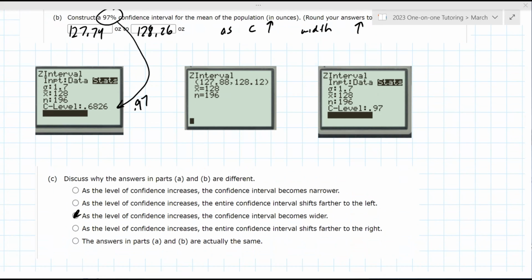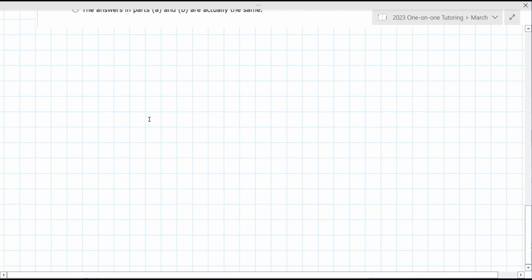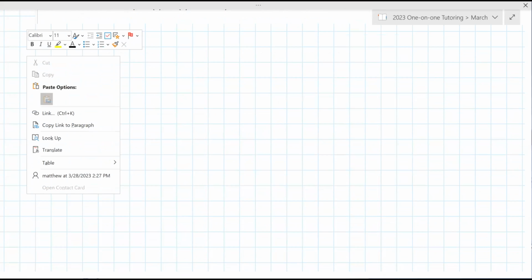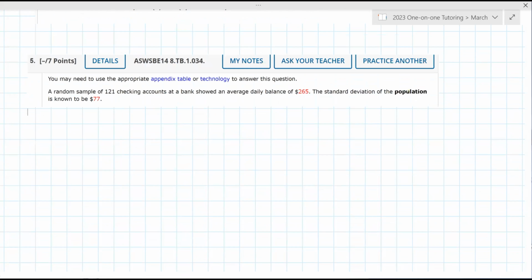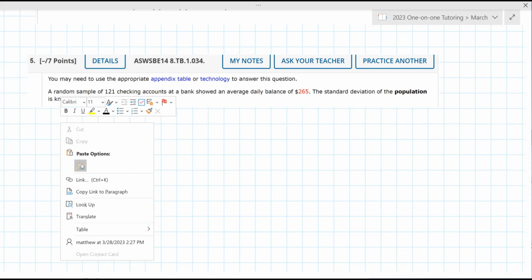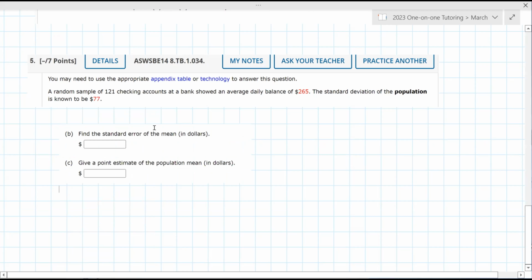All right, number 5, part A is some sort of assumptions. We'll skip past that. We'll go right to the numerical stuff here. All right, B and C. Find the standard error of the mean. Let's go back. A random sample of 121, so that's N, sample size is N. Average daily balance, that's X bar. The standard deviation of the population, that's sigma, is 77 there.